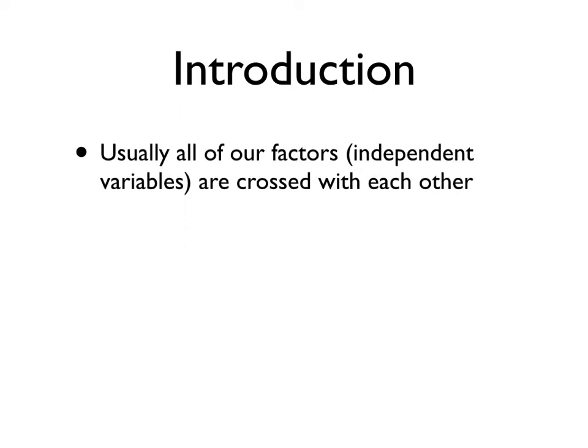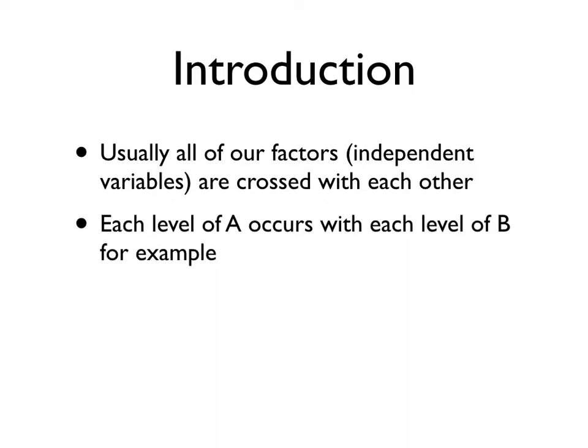So, our factors, our independent variables, are usually crossed with each other. In other words, all levels of each independent variable occur with each level. So every level of A occurs with every level of B, for example. Okay? We can look at the example here, A1, A2, B1, B2. All levels of B occur with all levels of A.